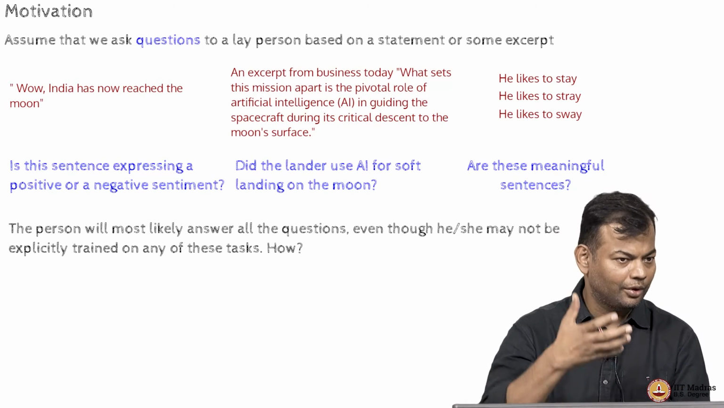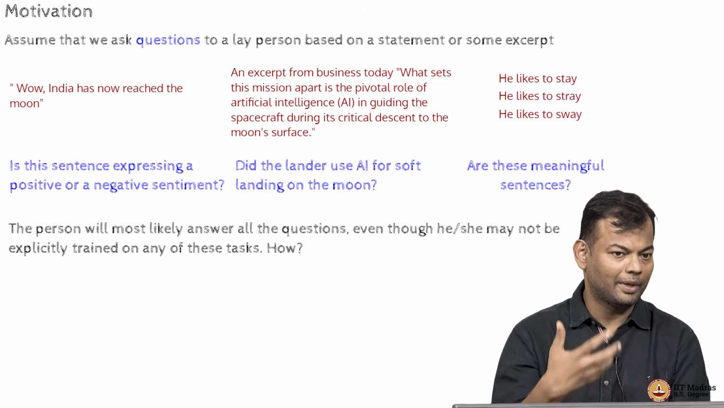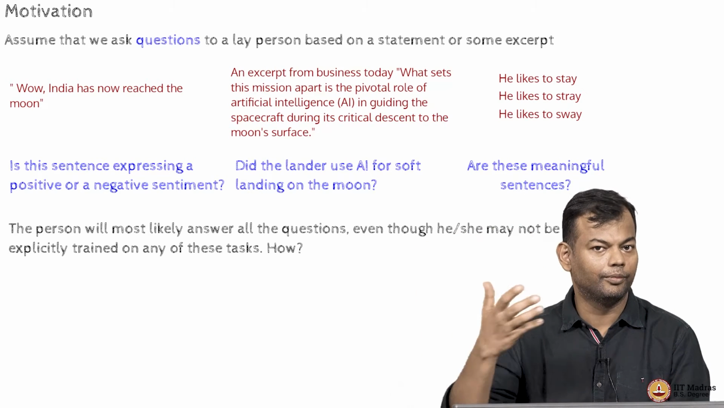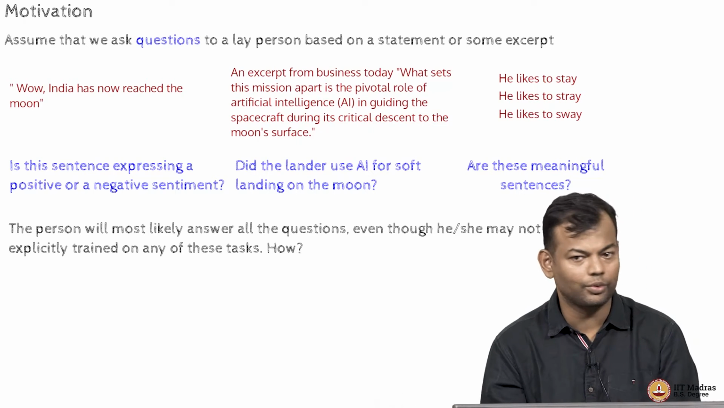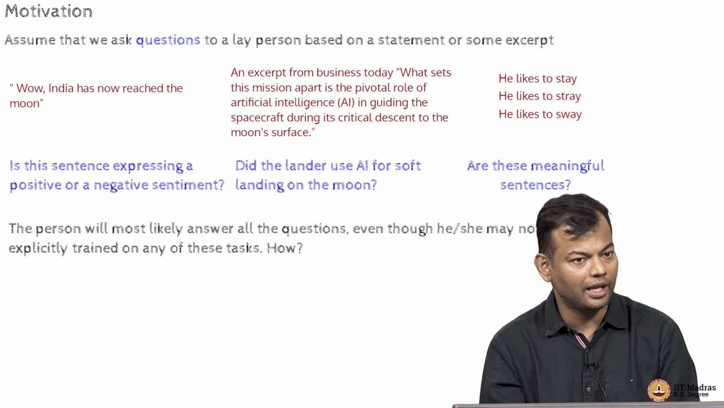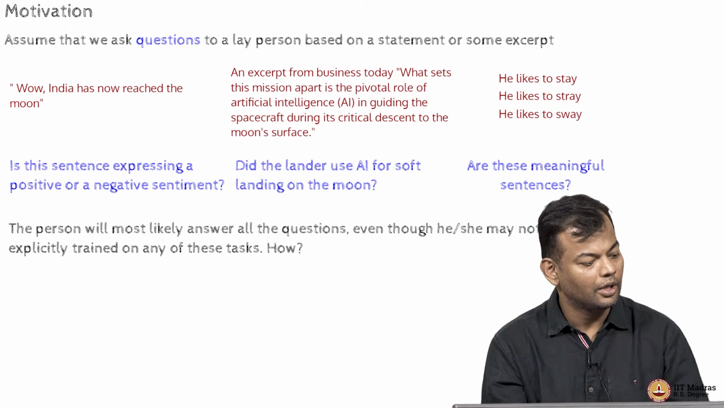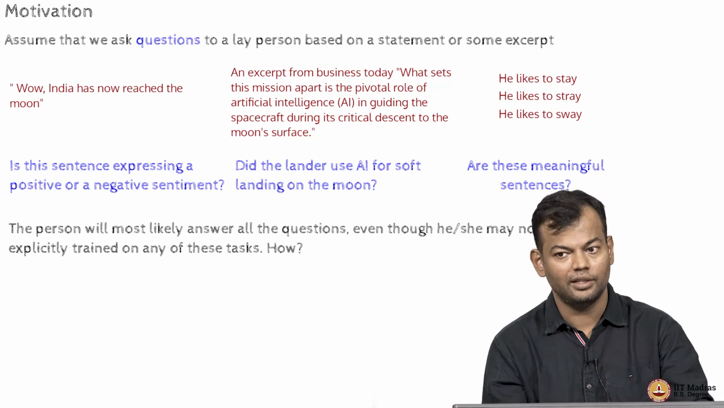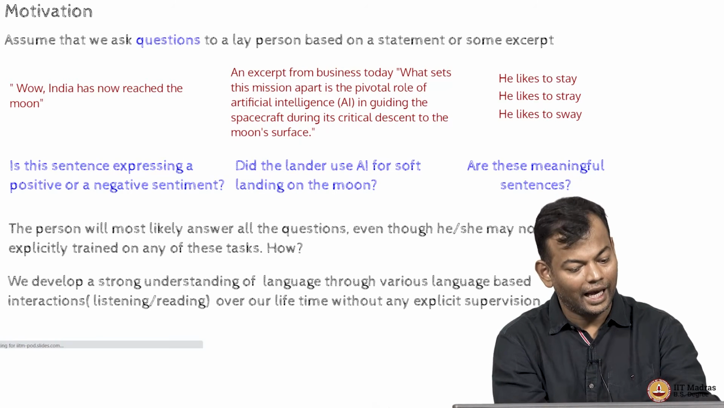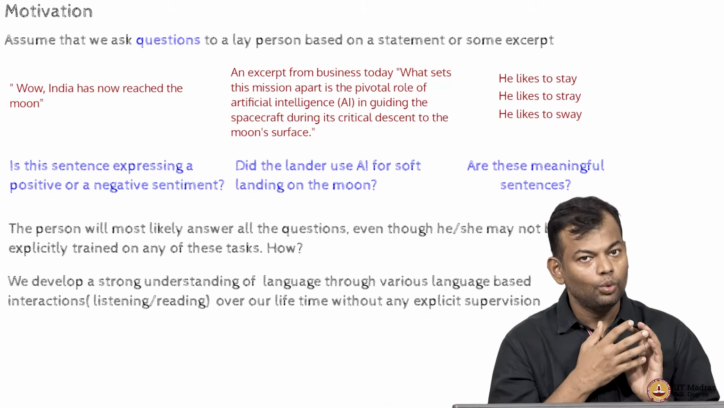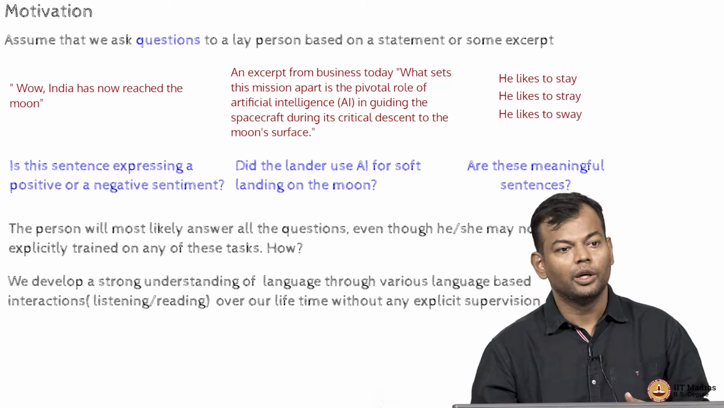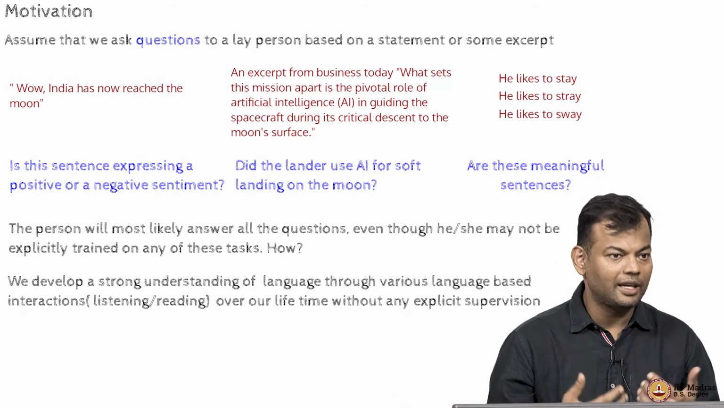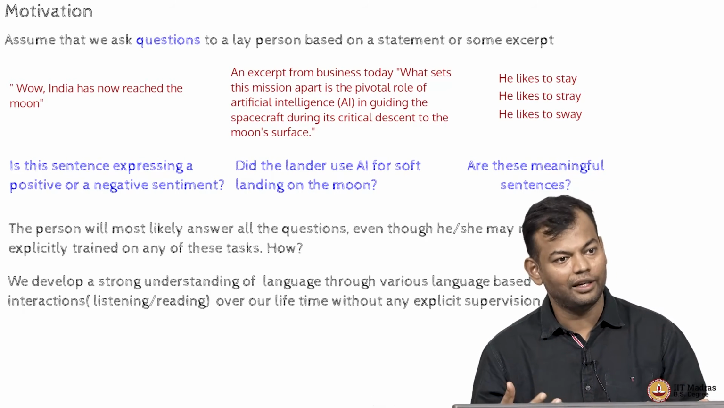But still, if you talk of an average person, who has perhaps not even had schooling at that level, but just knows how to read and write and so on, they'll be able to answer these questions quite easily. So why does that happen? Why is it that they are able to answer this? The idea is that through our interactions over a period of lifetime, we get a very strong understanding of language through just our daily interactions.